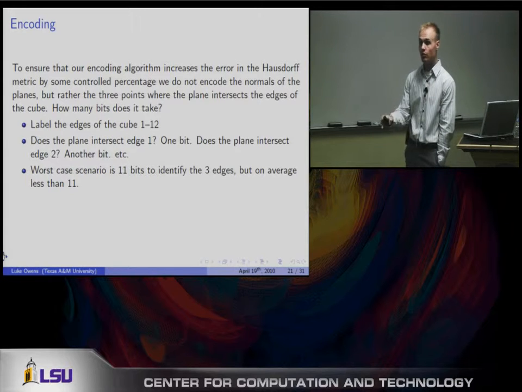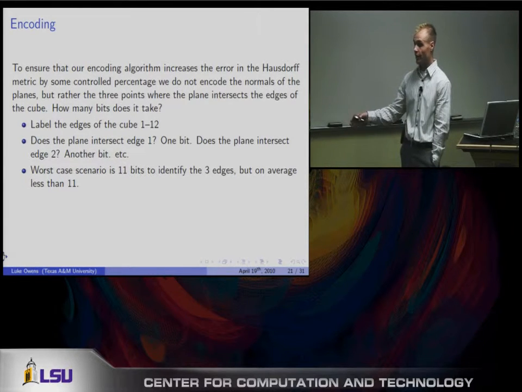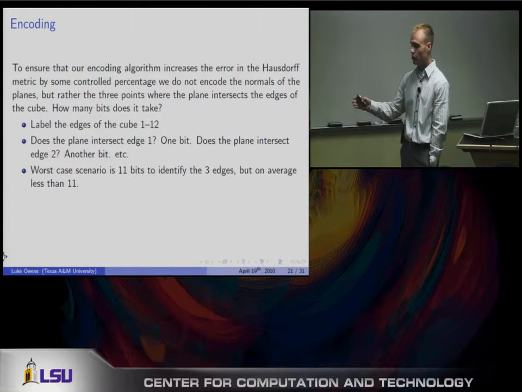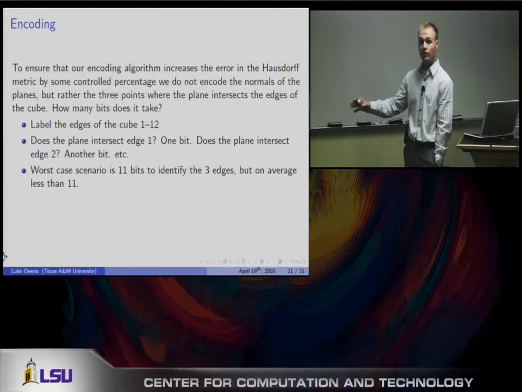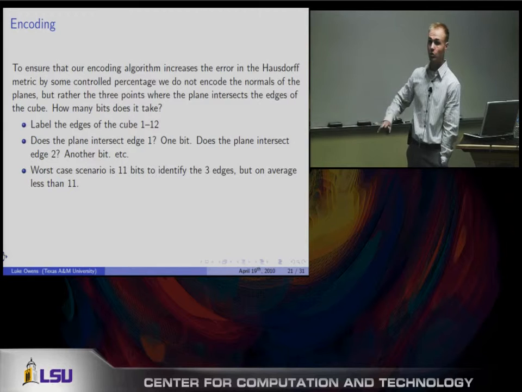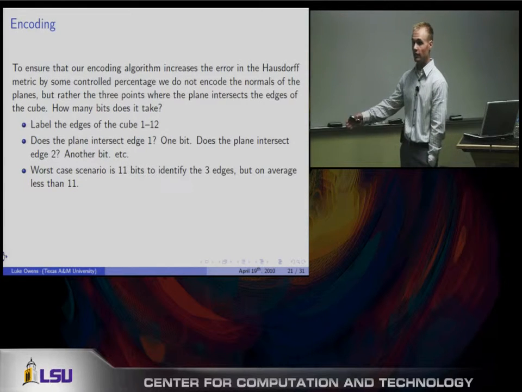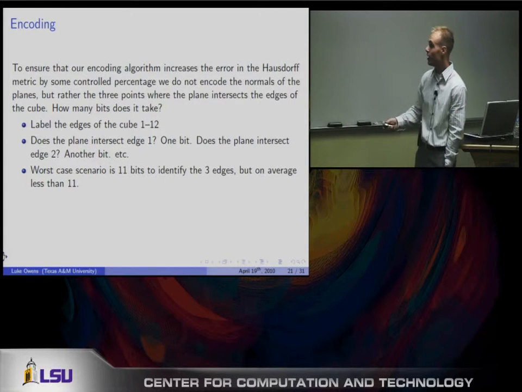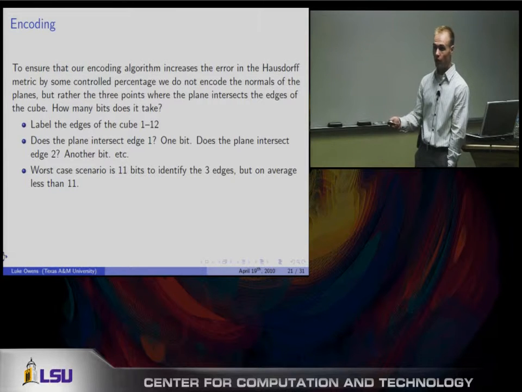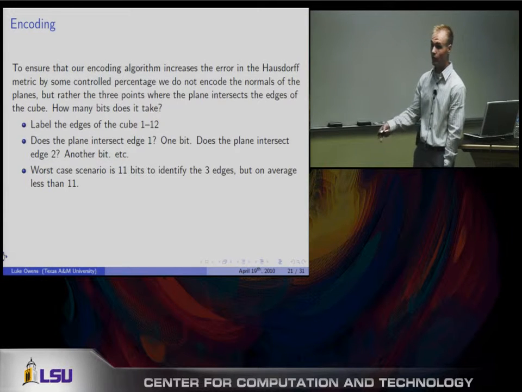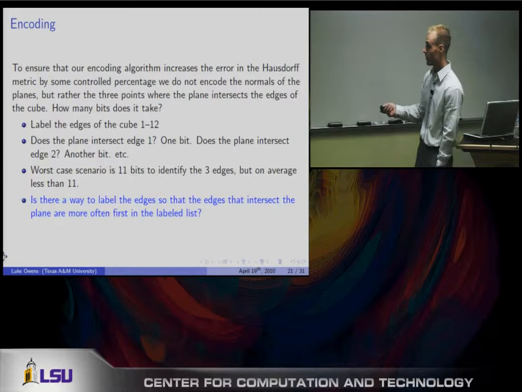So as soon as you get to 3, okay, yes, it hit 1, it didn't hit 2, it hit 4, and it hit 5. Right, so then we can stop. Oh, we know the 3 edges. We don't have to send, oh, didn't hit 6, didn't hit 7, didn't hit 8, right? We know that already. Why 11 and not 12? Because if you're at 11 and you found all 3 bits, you're done. If you found 2 bits, then you know that it must hit the 12. Okay, so 11 bits, but on average less than 11, right?